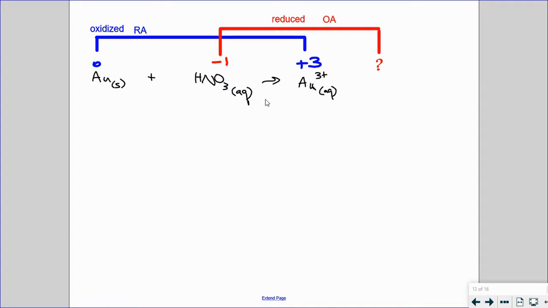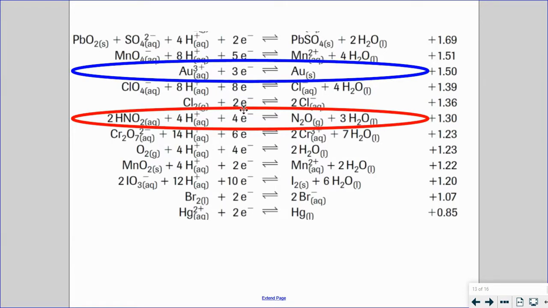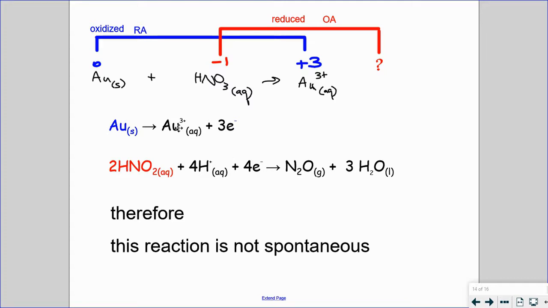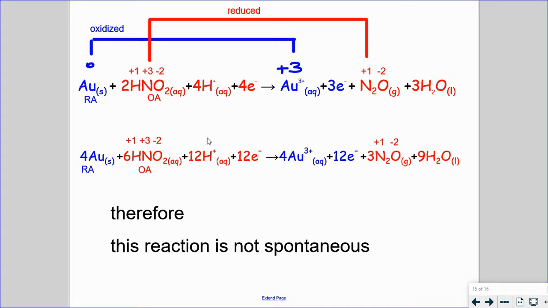This is where you go to the standard reduction potentials table, and you try to find the half reactions that fit. The half reaction for nitric acid is this one here. HNO2 plus 4H+ plus 4 electrons yields N2O, nitrous oxide, and 3H2O. So what you end up with are two half reactions, and the balanced chemical equation would be this, and we would cross out the 12 electrons here. And this would be our balanced chemical equation.